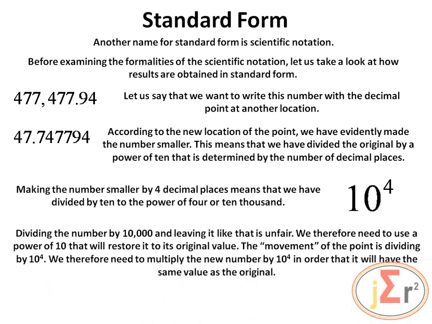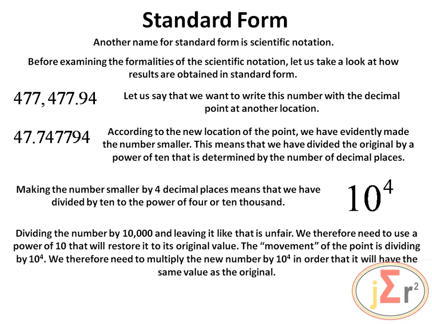Dividing the number by 10,000 and leaving it like that is unfair. We therefore need to use a power of 10 that will restore it to its original value. The movement of the point is dividing by 10 to the power of 4. We therefore need to multiply the new number by 10 to the power of 4 in order that it will have the same value as the original.